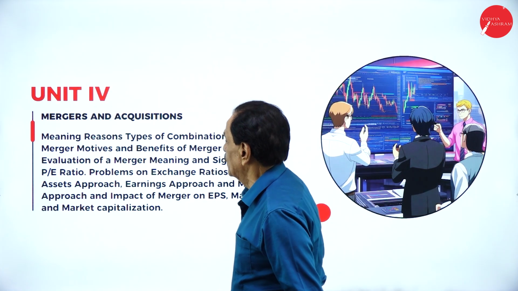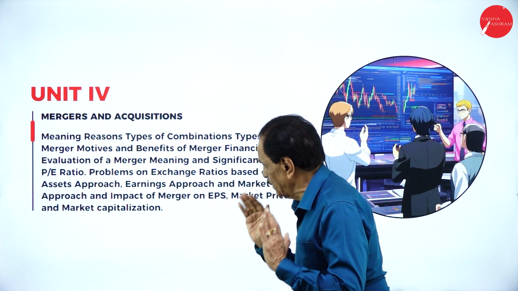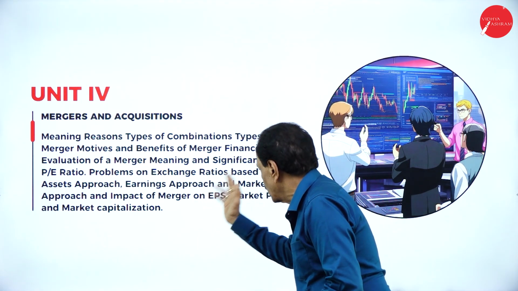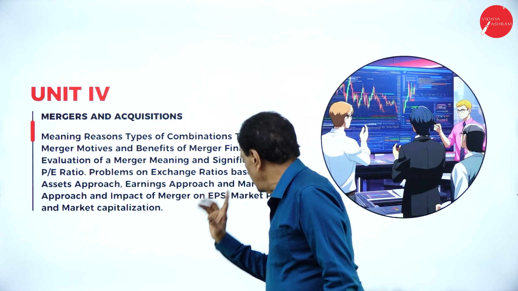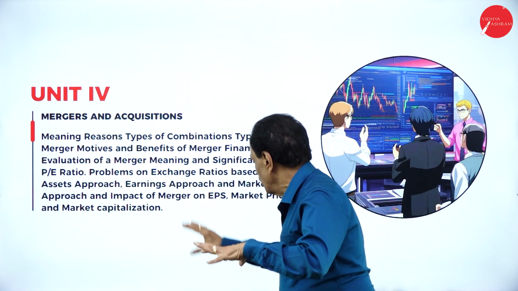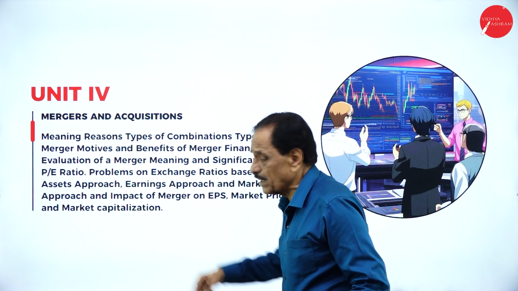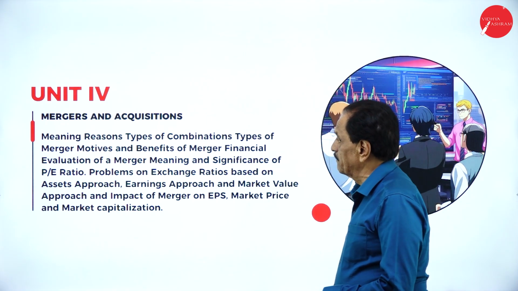Unit 4, merger and acquisition: meaning of merger, types of merger, problems on exchange ratio based on asset approach, earning approach, and market value approach. Here we are going to study merger on EPS and market capitalization. EPS means earning per share.